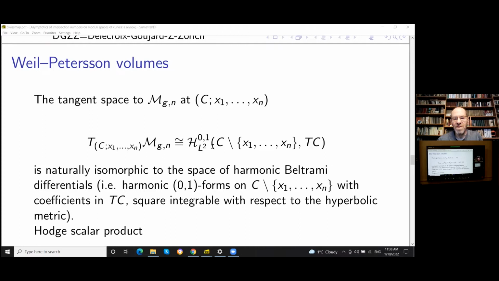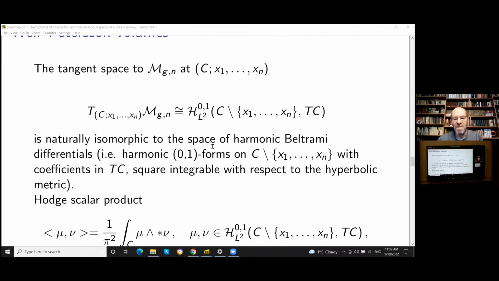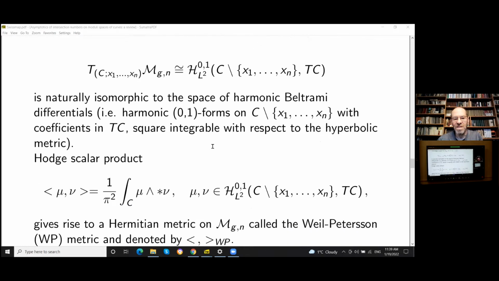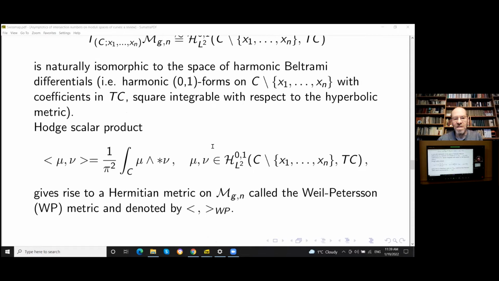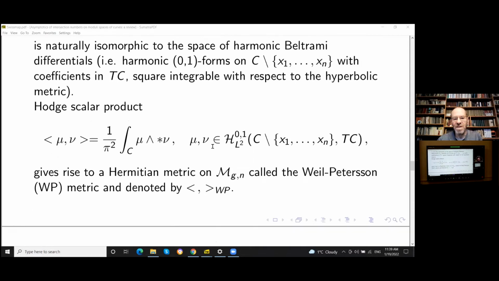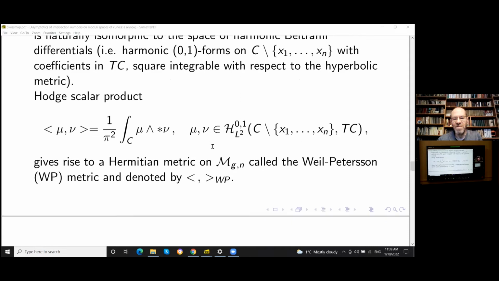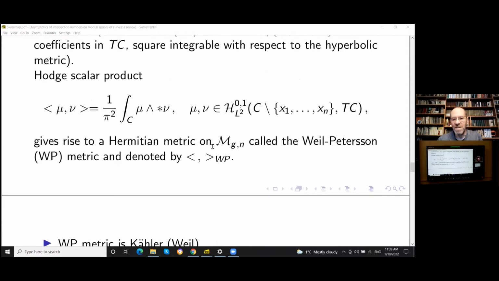That follows from the general theory of deformation of complex structures. The Hodge scalar product is just the integral over the curve of mu wedge star mu-bar, where mu and mu-bar are harmonic Beltrami differentials. This scalar product gives rise to a Hermitian metric on the moduli space that is called the Weil-Petersson metric, and is usually denoted by angle brackets with subscript WP for Weil-Petersson.